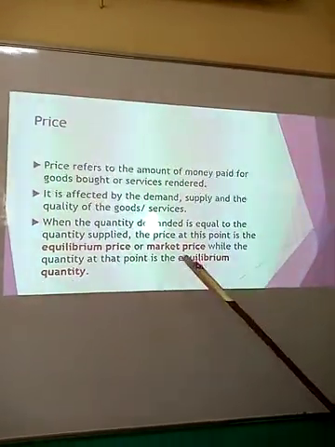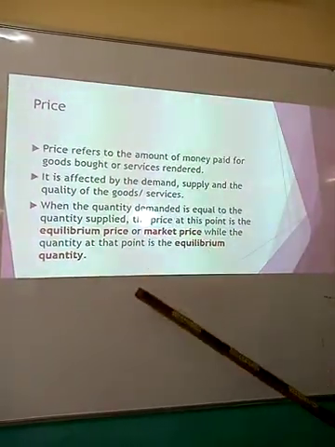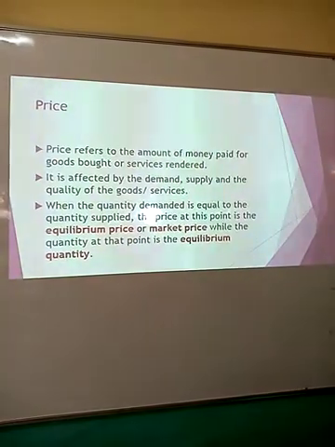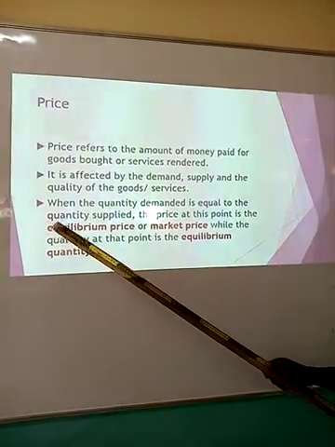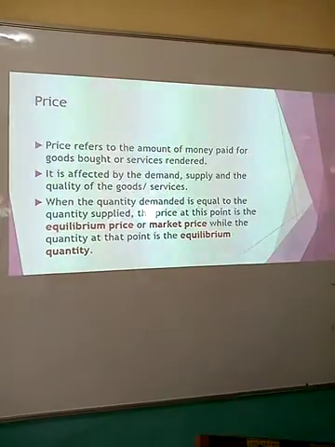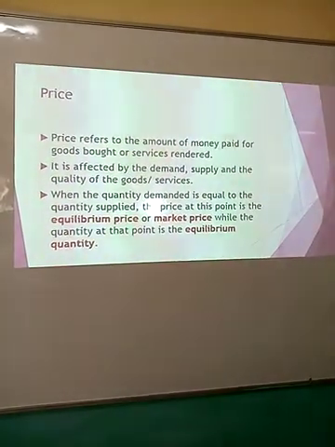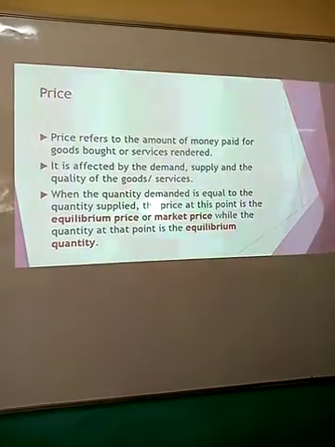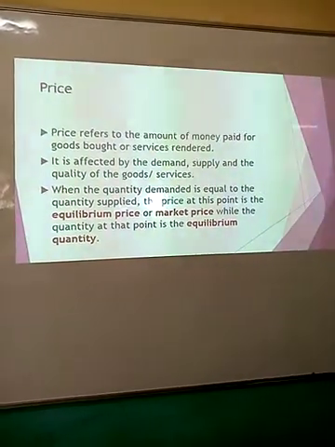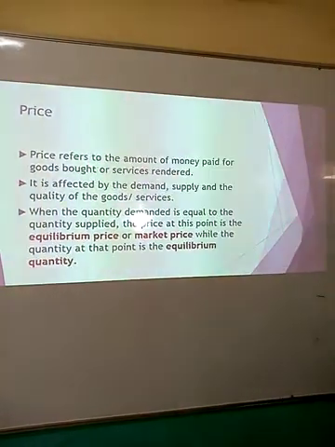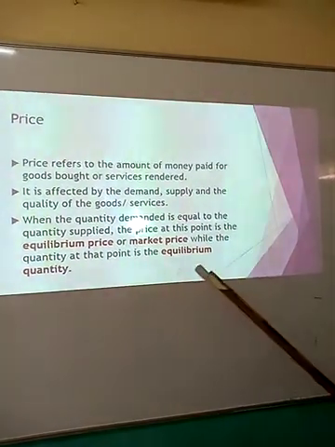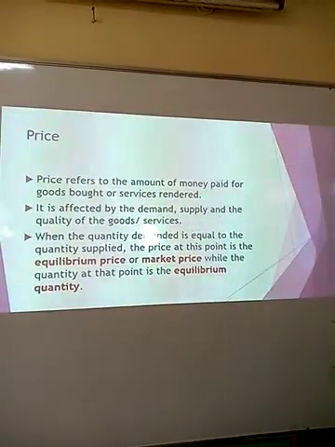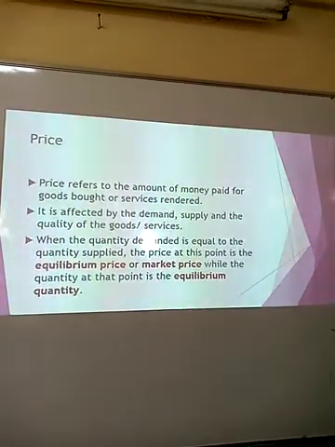Now, when the quantity demanded, that means the amount of goods that buyers are willing to buy in a particular market, is equal to the quantity supplied, that means the total amount of goods supplied in a particular market or offered for sale, then the price at that point is the equilibrium price, or what we call market price. And that quantity at that point is called the equilibrium quantity. Let's look at a graphical illustration of the same.